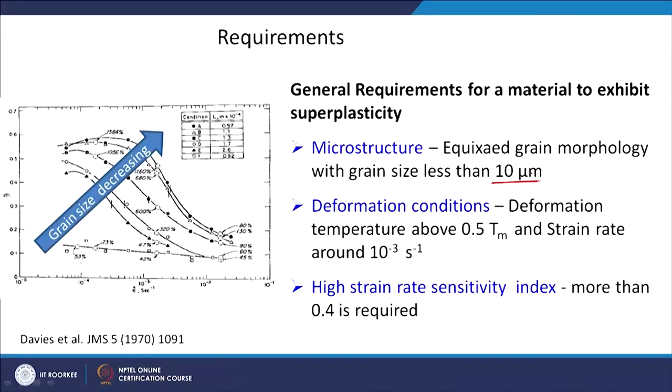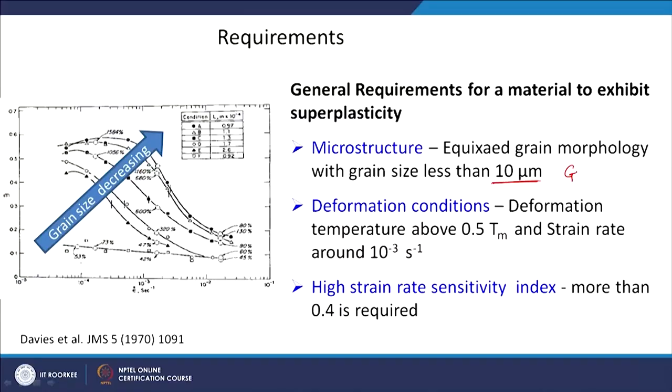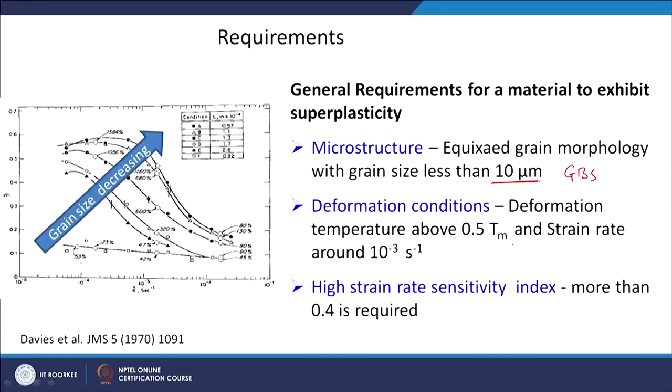Because when you have fine grain material, only then do you have more grain boundaries, and then the deformation happens through grain boundary sliding, as I already told you. So all these equiaxed grains and finer grain size help in the grain boundary sliding process. The deformation condition: the temperature has to be above 0.4 or 0.5 Tm. So this is where you have high temperature deformation conditions.